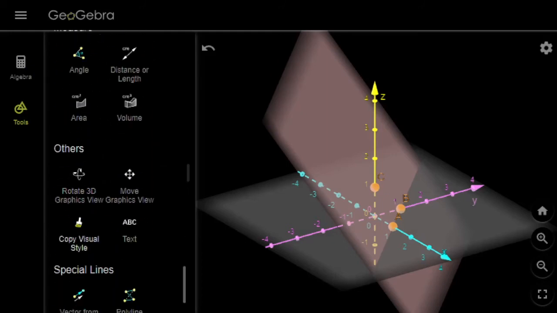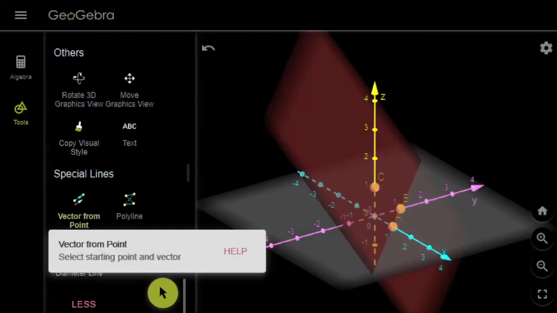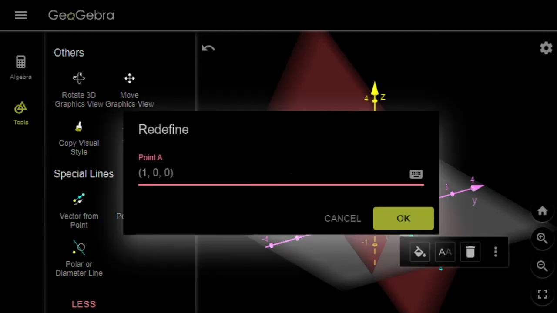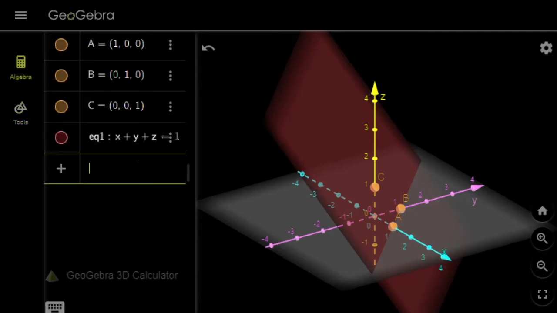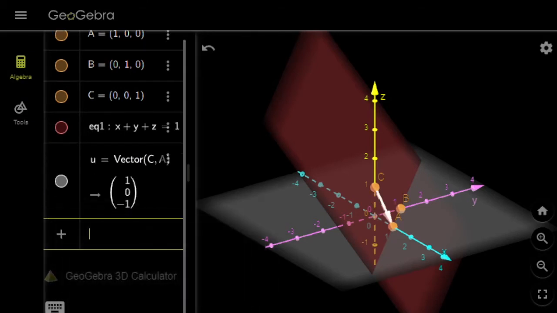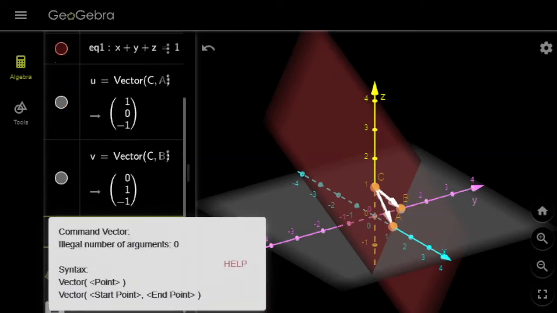If I scroll down until I can find vector from a point, we can find the vector that goes from point C to point A, for example. Maybe, come on, from C to A. Okay, it doesn't want to do that. Let's go and set that up algebraically. We want the vector from C to A. And we want the vector from C to B.